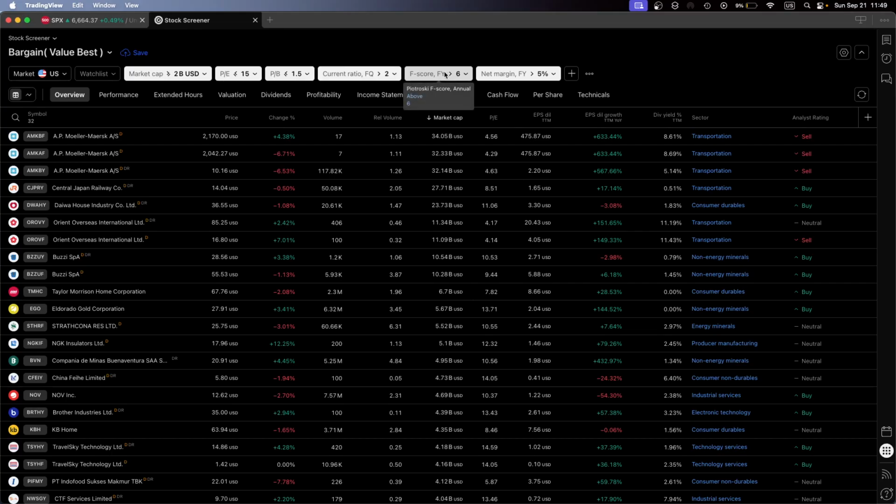And then this is called the Piotroski F score. So this is quite a powerful tool for value investing. It's basically like a 9-point checklist that scores a company based on profitability, leverage, and operating efficiency. So a score of 7, 8, 9 indicates a very healthy company, that is, it's improving. So we are choosing something that is greater than 6 basically.